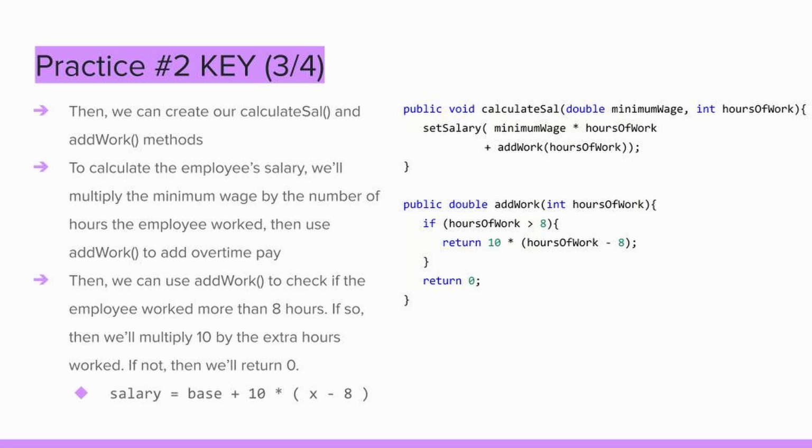Next, we create our addWork method that will check if the employee worked more than 8 hours. If so, then we multiply 10 by the extra hours worked. We can use the formula salary equals base plus 10 times the quantity of x minus 8. You may have noticed that we could combine the calculateSal, addWork, and setSalary methods to make our calculations even simpler. Try it now if you want to.